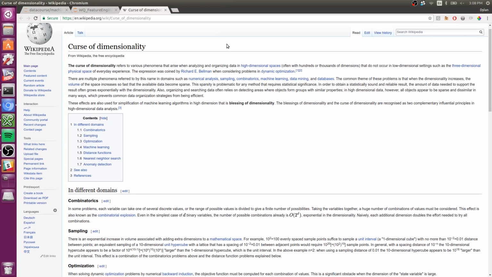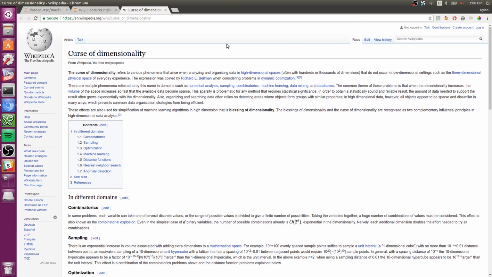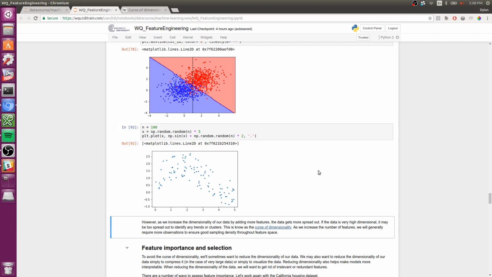You can read more about it, not only on Wikipedia, but there are YouTube videos and many other places where this is written about. It's a difficult concept to understand, partly because it involves thinking about how these points will behave in high dimensional spaces, 4-dimensional space, 5-dimensional space.